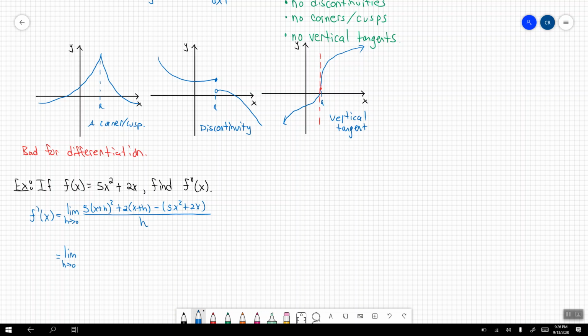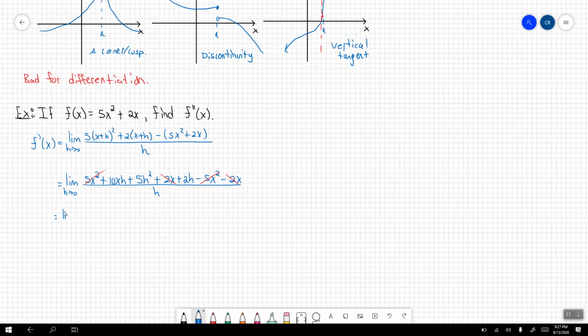And let's expand everything. Let's distribute and expand. So my first term here is going to be 5x squared plus 10xh plus 5h squared plus 2x plus 2h minus 5x squared minus 2x, all divided by h. And again, as you'll be able to see, some of these terms will be able to simplify, which is always good.